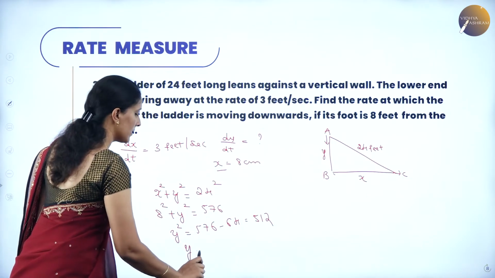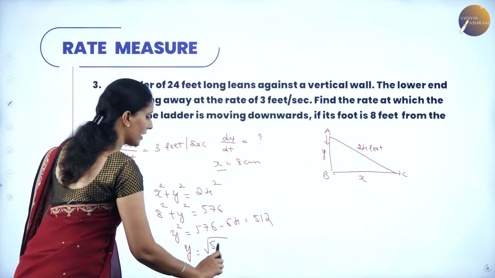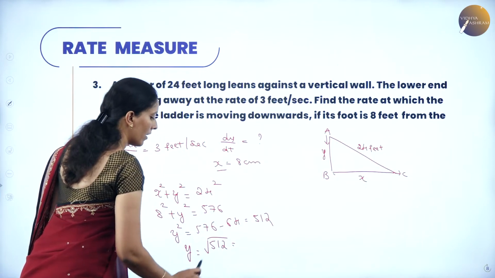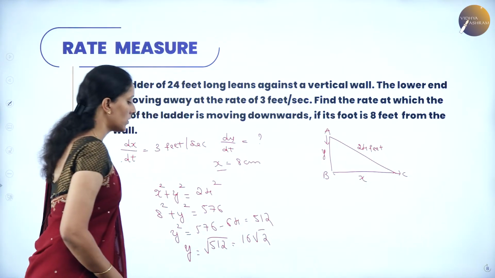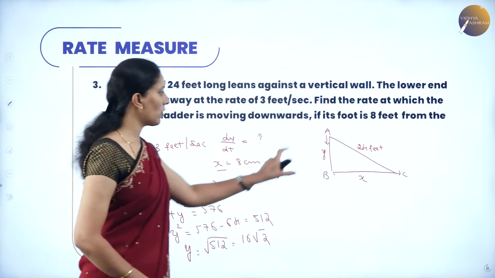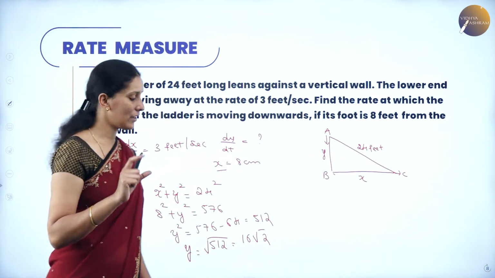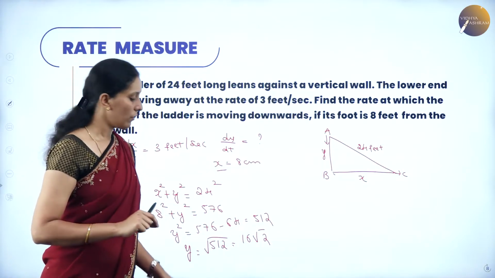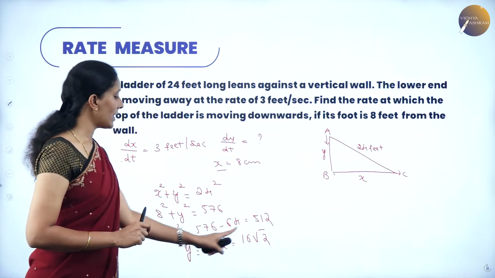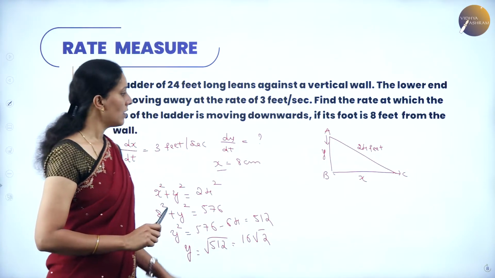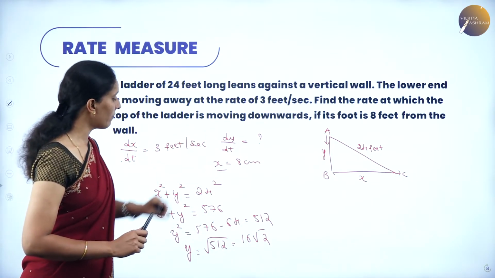So y is equal to square root of 512. We can write this as 16 root 2. Take only the positive quantity, because y is a distance, and distance is always positive. So even though it is under the square root, you can write it as a positive. Now we got y is equal to 16 root 2. Now we have to find out dy by dt.